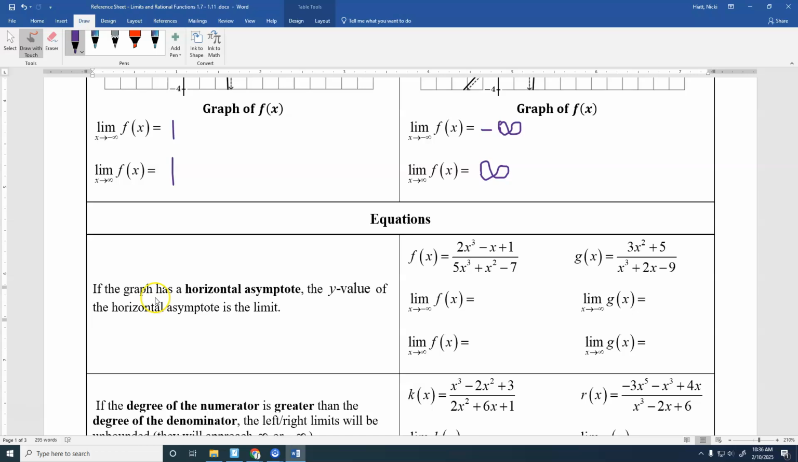Okay, really important here, if the graph has a horizontal asymptote, the y value of the horizontal asymptote is the limit. So horizontal asymptotes and limits at infinity are going to be the same. So if I look at the limit as x approaches positive or negative infinity of f here, I will get 2/5. Because for this one, my exponents are the same, so I will divide coefficients. It does not really matter whether it is positive or negative infinity. You will get the same result whenever you have the same exponents.